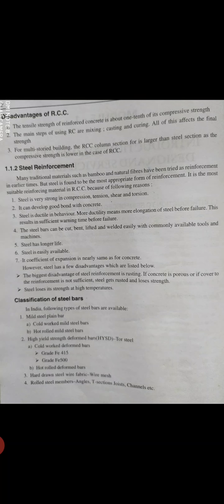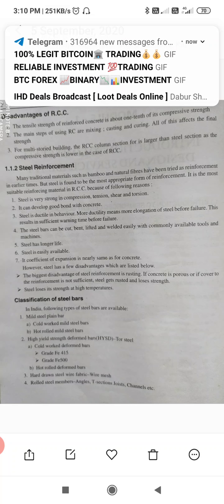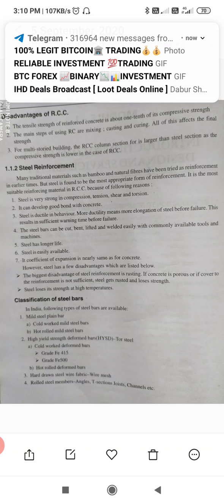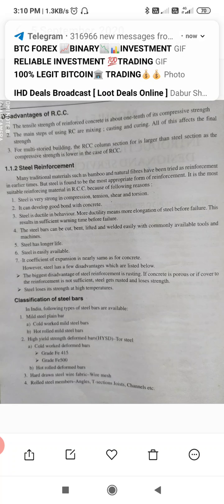The biggest disadvantage of steel reinforcement is rusting. That is one of the major disadvantages. If concrete is porous or if cover to the reinforcement is not sufficient, steel gets rusted and loses strength. That is definitely the main drawback of steel bars if you are using them in construction work. Steel also loses its strength at a very high temperature.